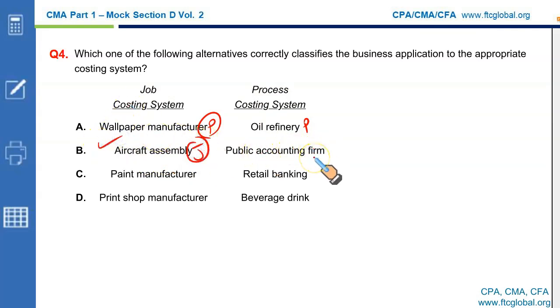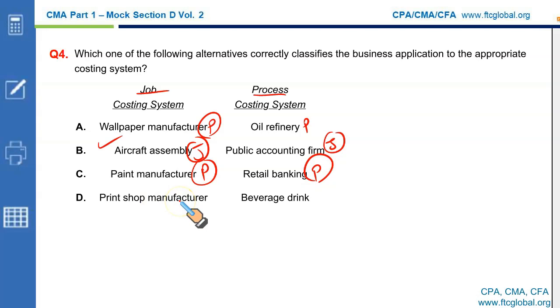But public accounting firm has different assignments, engagements, separately identifiable, so it would also use job costing. And we are looking for process costing in the second column and job costing system in the first column. So this B is not right as well. Even though both are job, we are looking for job in the first column, process in the second one. C, paint manufacturing. This involves process costing where the different processes and departments are involved, and retail banking again involves process costing. Different departments are involved.